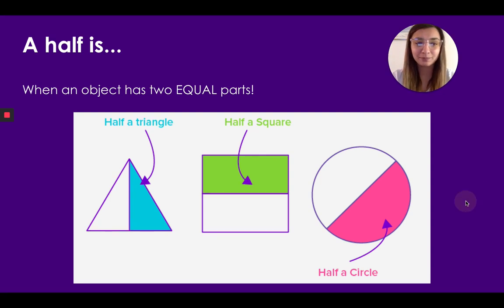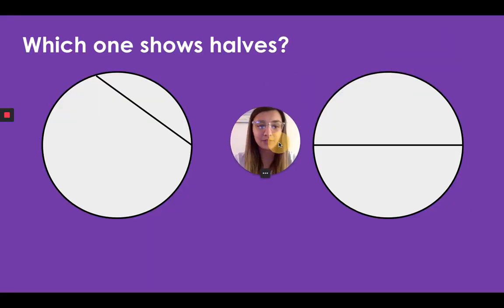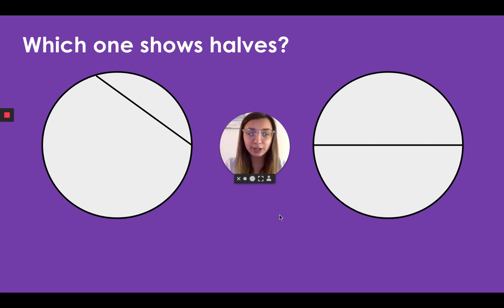So let's go on. I'll move myself to the middle again. Okay, so we're looking at shapes again. Which one shows halves? Remember, we're looking for two parts that are equal. So I'm looking at this shape. Sorry about that. It has two halves, but they don't look equal to me. This one's really small, and this one's really big. That's not equal or the same.